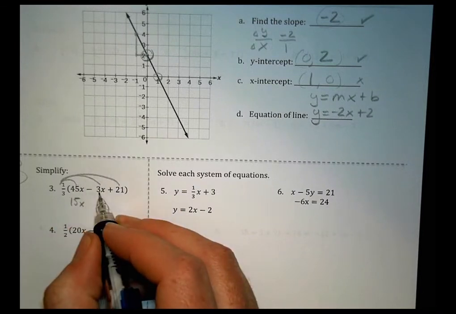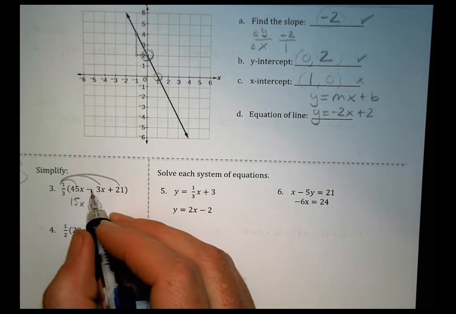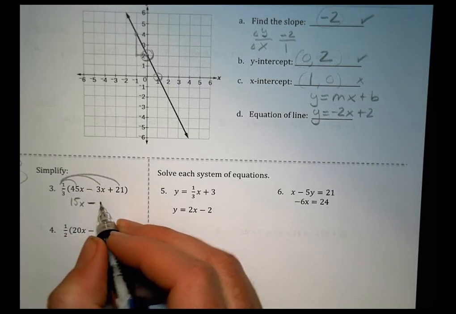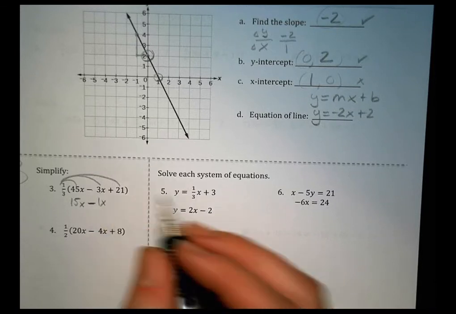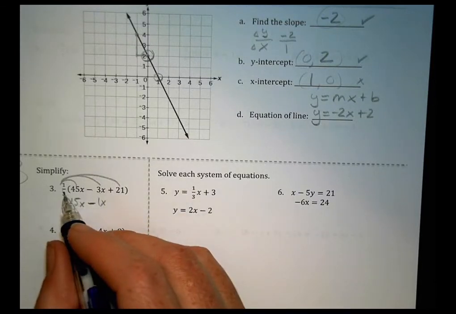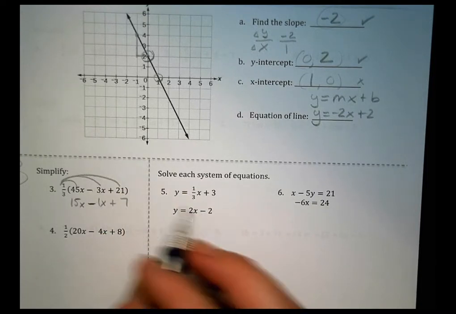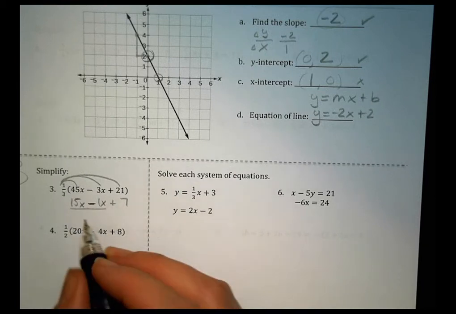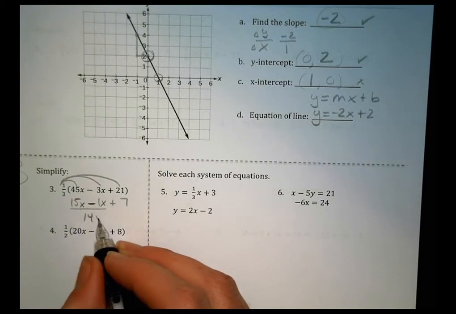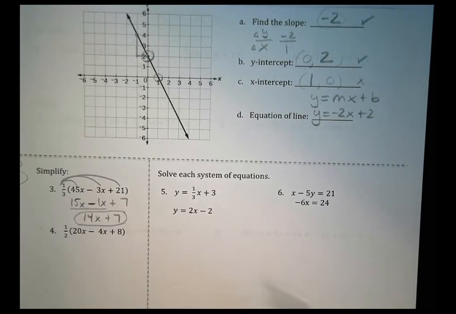And 3 divided by 3 is going to be 1, but it's a positive divided by a negative, so we'll have a negative 1x. I can write a 1 if you like, but I can just also write negative x, doesn't matter. And then 21 divided by 3 is going to be equal to 7. So now I want to combine like terms, and I have a 15x and a minus 1x for a grand total of 14x plus 7, and that becomes my solution right there.